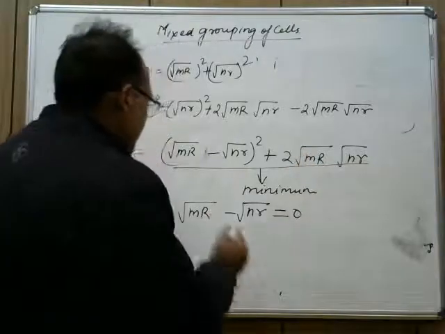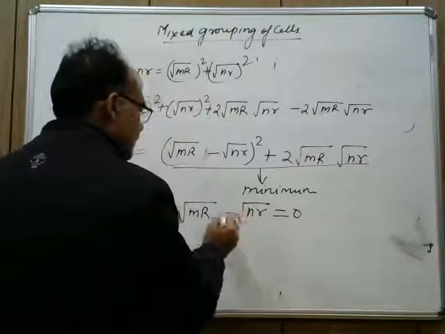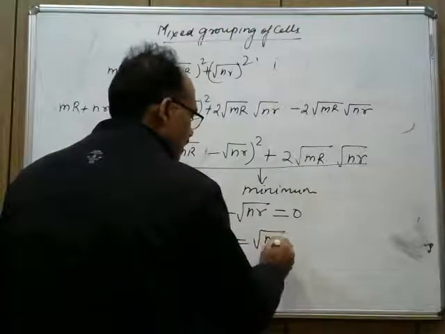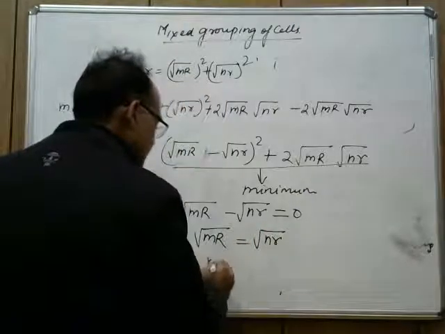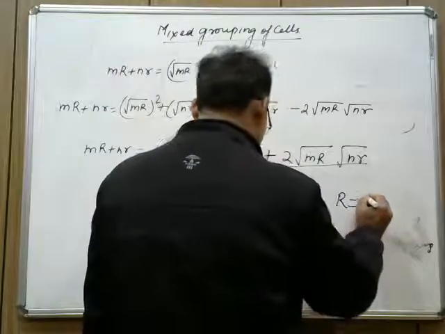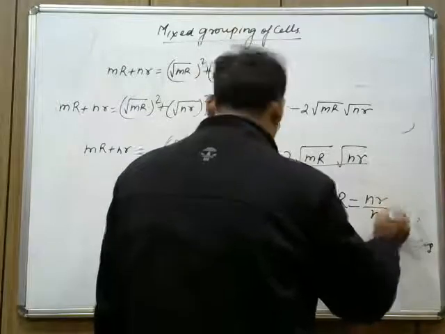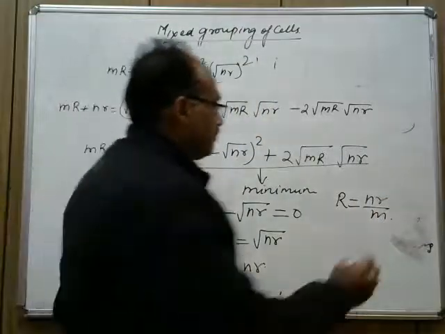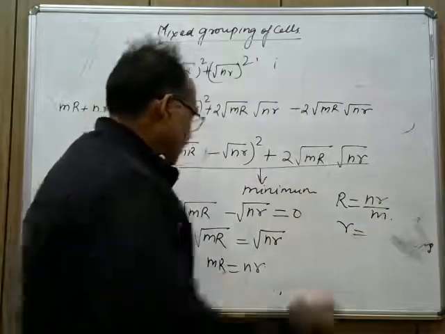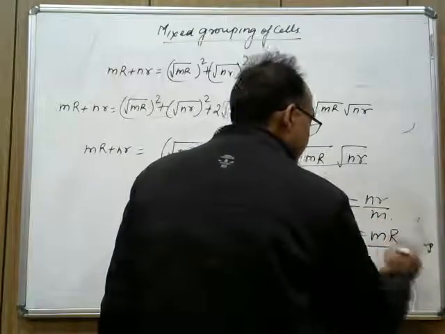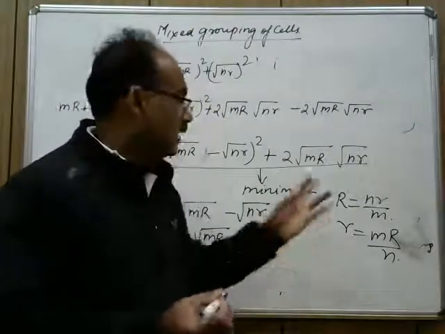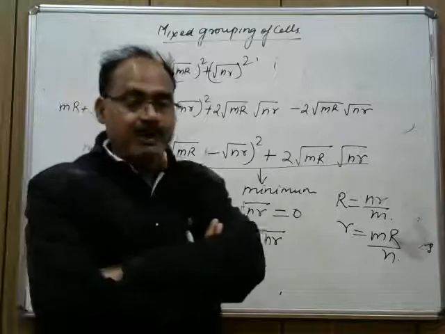ठीक है. Now for this we can write that under root MR is equal to under root NR. Squaring on both sides, MR is equal to NR, or capital R is equal to NR by M. Now, if you want to write small r, then from here we can write small r as MR by N. Now, these are two conditions on small r and capital R for the current to be maximum.